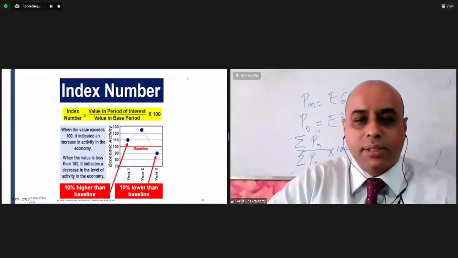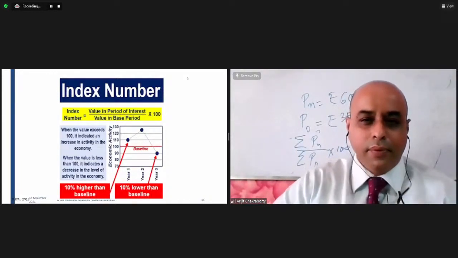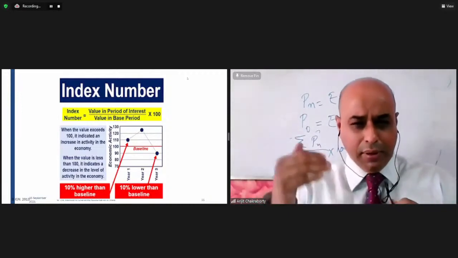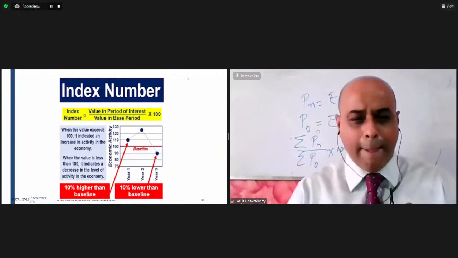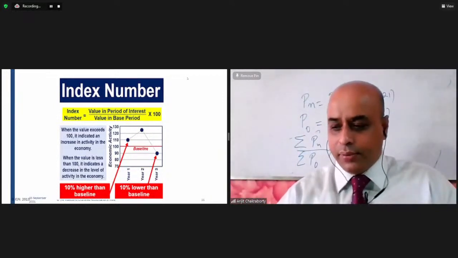So in year one, say the economic activity is at 110. Then in year two, it has gone up to almost between 120 and 130. And then there is a decline in the third year. Please see the slide.